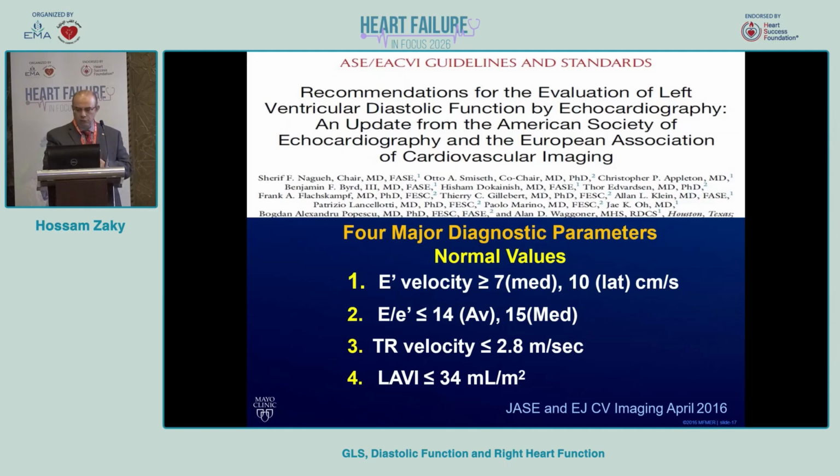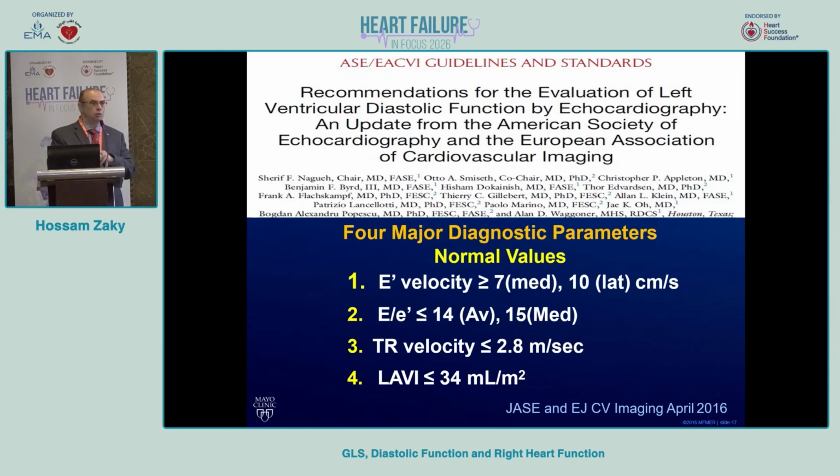The E prime velocity should be more than 5 medially, at the septal mitral annulus, or more than 10 in the lateral. The E/E' ratio should be less than 14 when you average it. How to average it? You calculate the mitral and lateral annulus, sum them, and divide by 2. Or if you take the medial alone, it should be less than 15. The TR velocity should be less than 2.8 meters per second. And the left atrial volume index should be less than 34 ml per square meter.